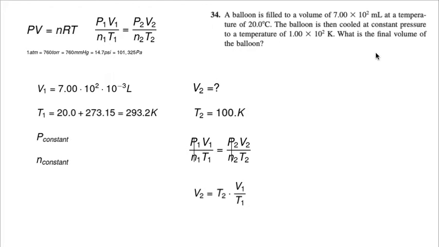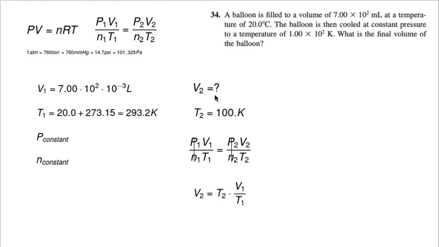Again, identify all of your variables. So initial volume, V1, is that given milliliters? Of course, I can convert that to liters as shown. And a temperature, T1, is given, and I'm converting that directly to Kelvin. And then notice that the final temperature is also given in Kelvin, 100 Kelvin, T2. What is the final volume of the balloon?